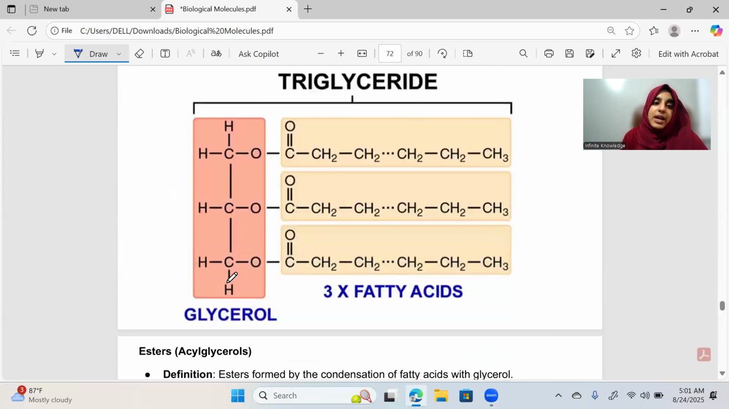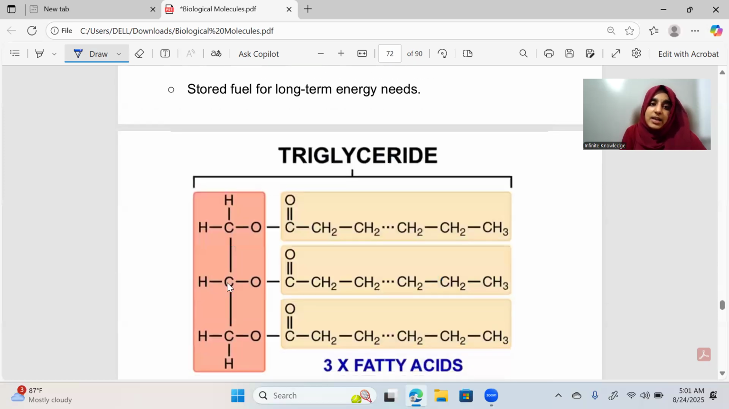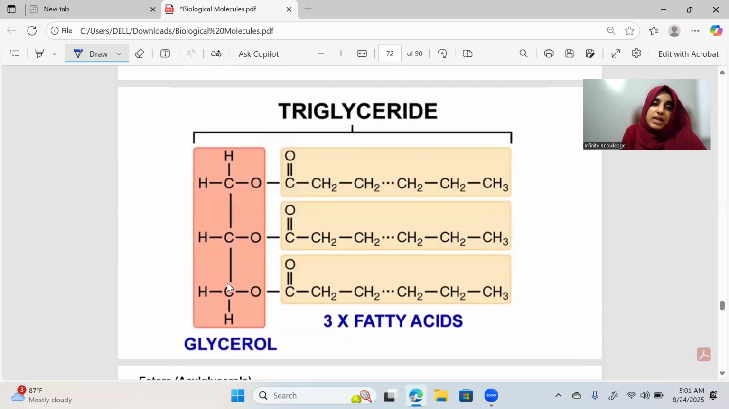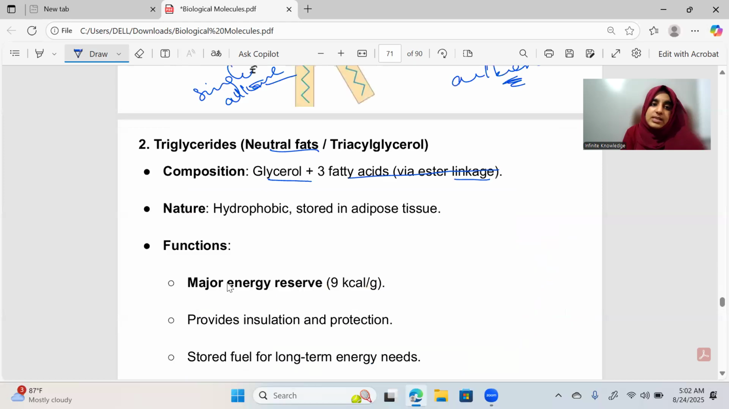Next, we move on to the triglycerides. What is a triglyceride? These are the neutral fats. These are made up of glycerol plus 3 fatty acids via a linkage that is known as the ester linkage. See over here, this is glycerol, and these are the 3 fatty acids. This linkage which joins the glycerol and the fatty acid is known as the ester linkage. What happens over here is that basically water is formed. Hydrogen is removed and one hydroxyl is removed, and it forms water. So when water is formed, the linkage that is formed is known as the ester linkage.